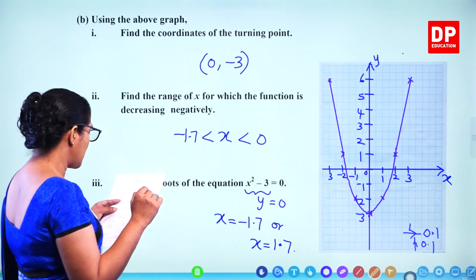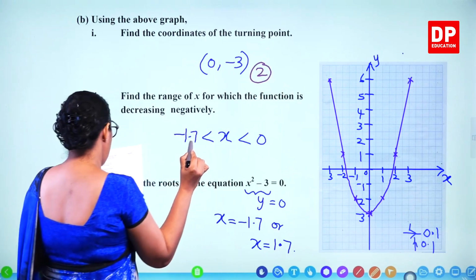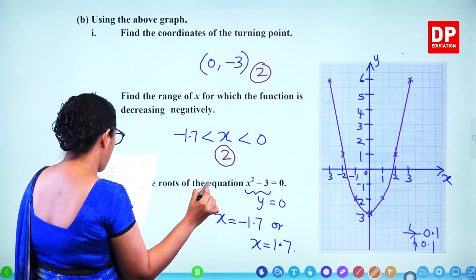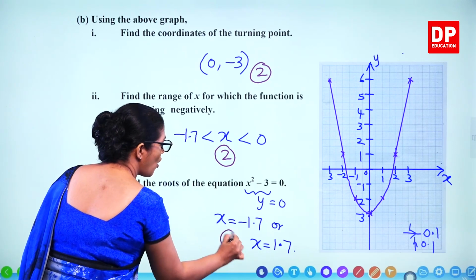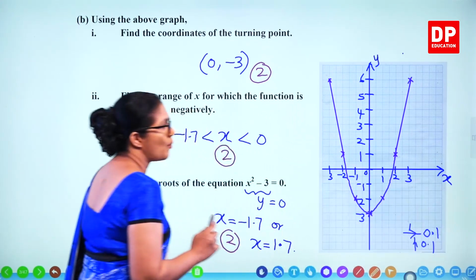So how many marks? You are getting 2 marks for this part. And minus 1.7 to 0, 2 marks. And here 2 marks, writing down both the answers. So we gave 10 marks for the whole question.